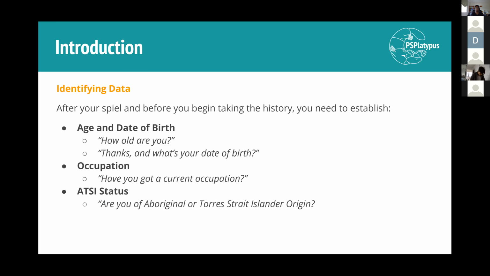All of that's fine. And ATSI, so Aboriginal or Torres Strait Islander status. They'll give you a little phrase which you need to say verbatim for legal reasons. So for us, it was, are you of Aboriginal or Torres Strait Islander origin? It'll probably be the same for you guys. It might be a little bit different.